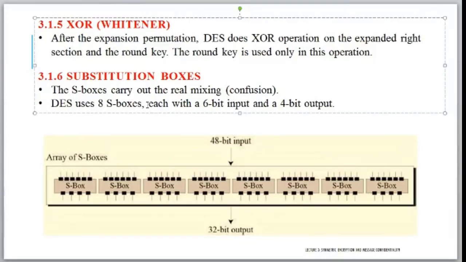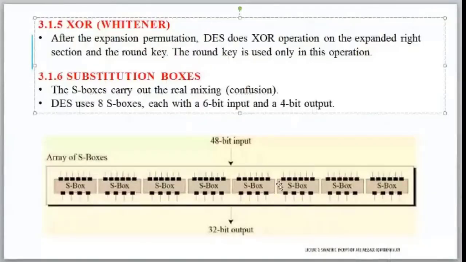Now, going for the next one, the substitution box. What does a substitution box mean? The substitution box is going to reduce. You have 48 bits, and the 48 bits should be converted into 32 bits. How can I convert? I can use this concept, which is called the S-box concept.